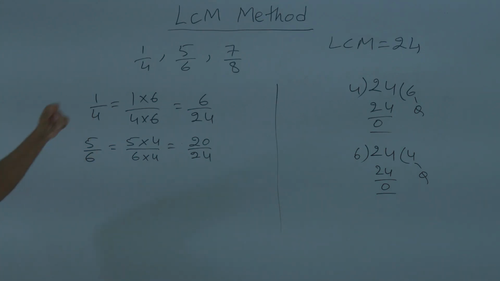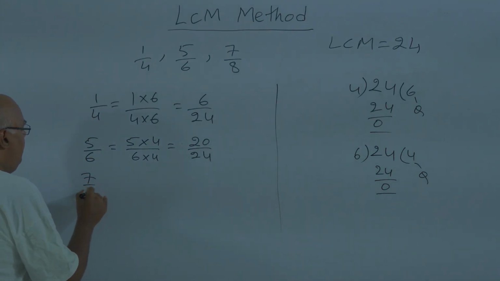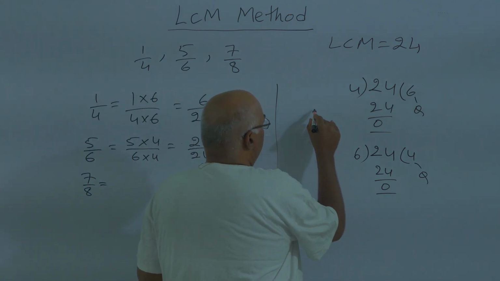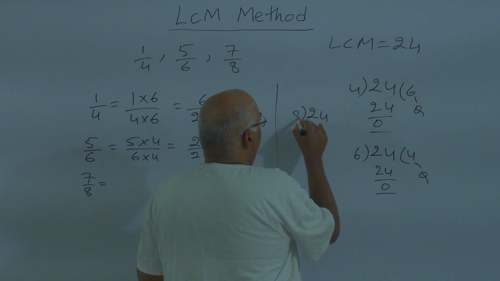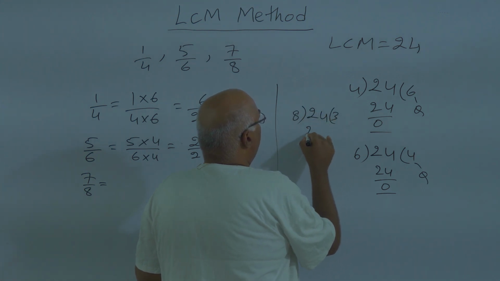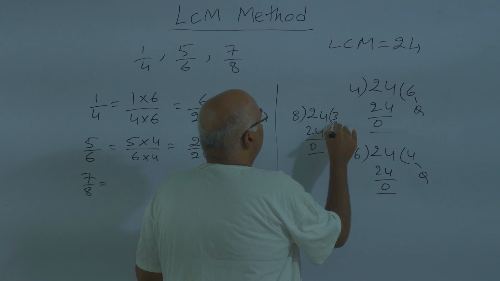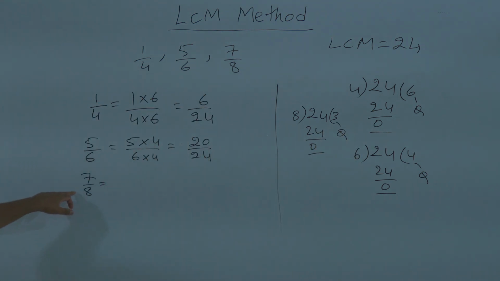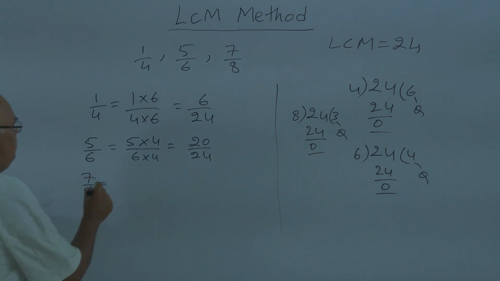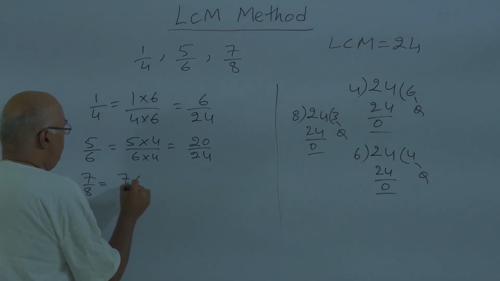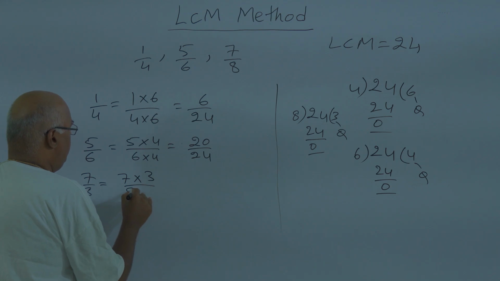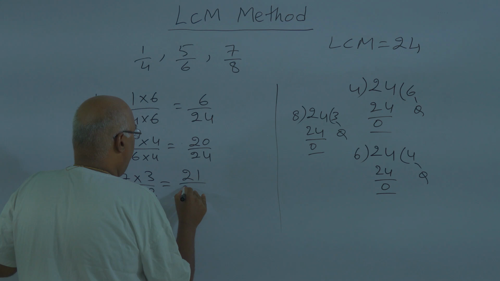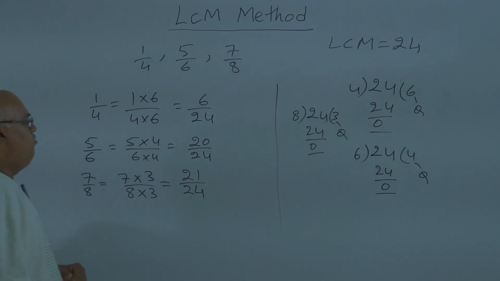Now in the same way I will take the third fraction, 7 by 8. I will divide 24 by 8. So 24 divided by 8 is 3, 8 3s are 24, remainder is 0. So the quotient is 3. Now I will multiply the numerator and denominator of the third fraction with the quotient 3. This is equal to 7 into 3 by 8 into 3, which is 7 3s are 21 by 8 3s are 24.